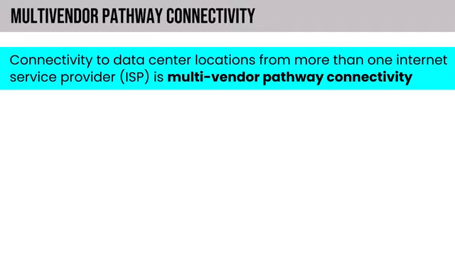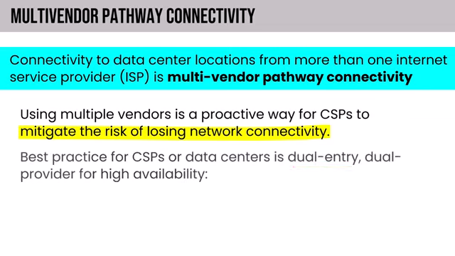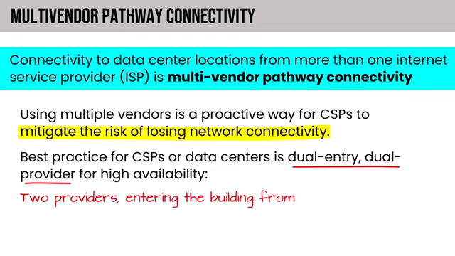So fairly similar. And another area we need to be concerned with is multi-vendor pathway connectivity as another element of environment design. So connectivity to data center locations from more than one internet service provider is what we call multi-vendor pathway connectivity. Using multiple vendors is a proactive way for CSPs to mitigate the risk of losing network connectivity. And a best practice for CSPs or data centers is dual entry, dual provider for high availability. That means two providers entering the building from separate locations.